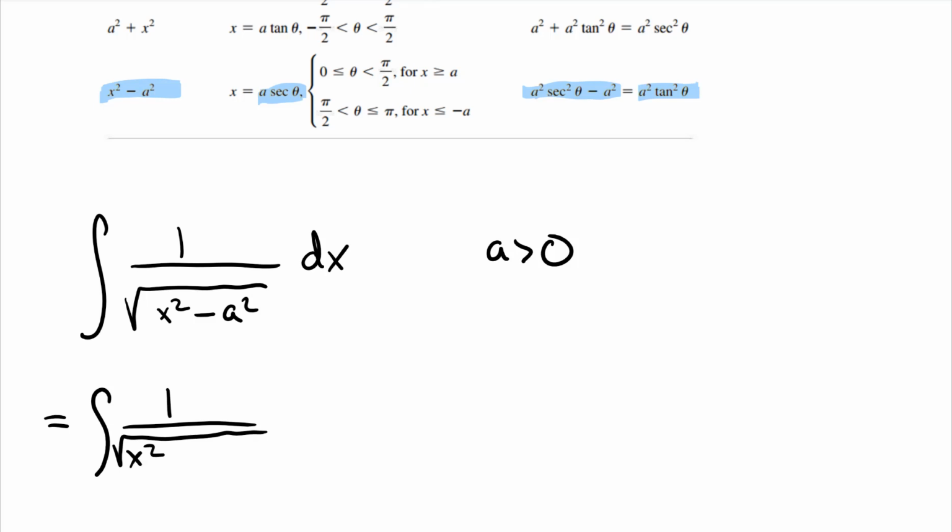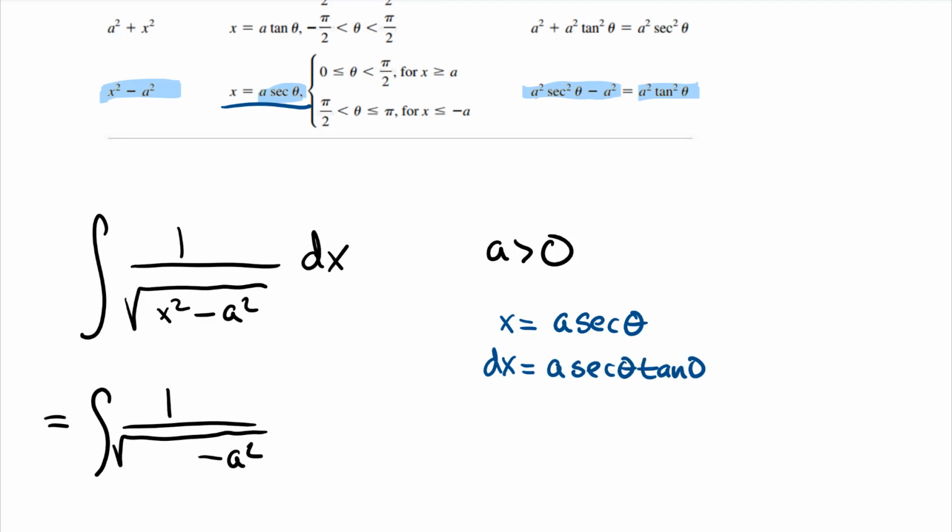So we have x squared. We don't want the x squared. We want to sub in for the x. So what did we want to make x? Oh, yeah, a times secant of theta. And then that means dx is equal to a times secant of theta, tangent of theta, d theta.